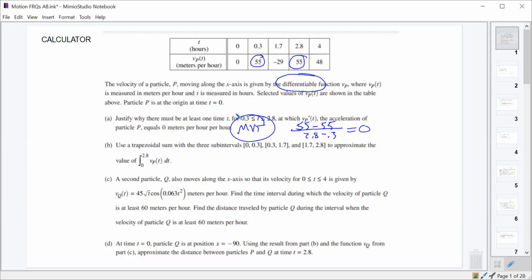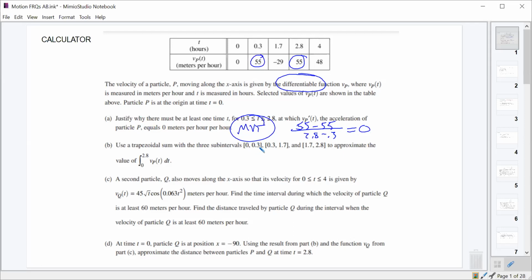All right, then we want to use a trapezoidal sum with 3 subintervals to approximate the value of the integral from 0 to 2.8 of v sub p. So if we're going to do that, first thing we do is we look and see if these subintervals were all of equal length. Right? If they're all of equal length, then you could just use the trapezoidal formula. You don't have to find the area of each individual trapezoid.